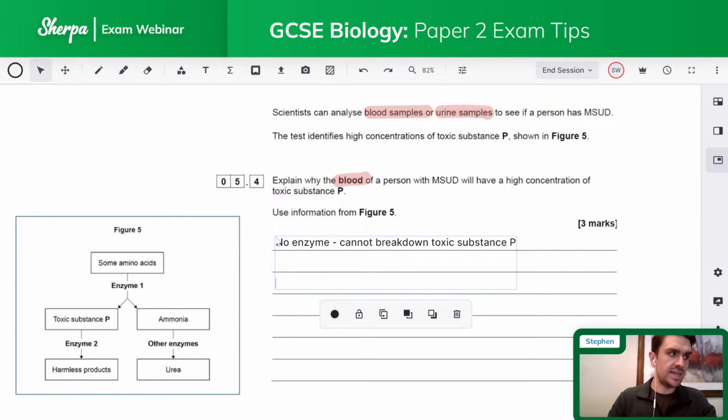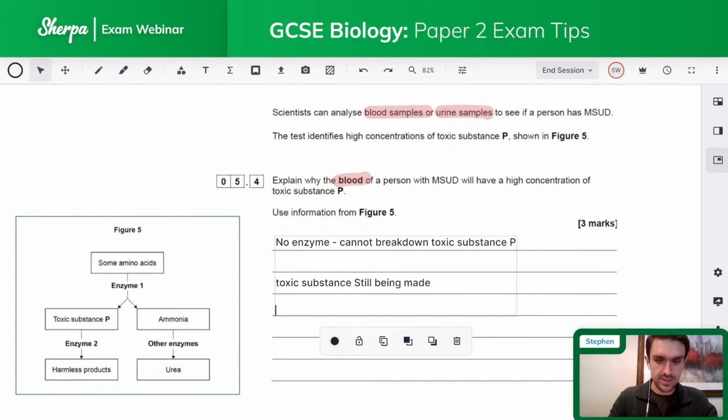Well, if they can't break it down, that doesn't mean it's not made. Toxic substance P is still being made, as the person is still eating protein. If it's still being made, it's still present. That toxic substance is being made in the liver, remember? So what we can then say is the toxic substance P, because it's being built up, is going to diffuse into the blood. And those are going to be our 3 marks.